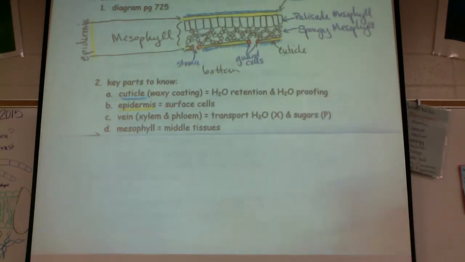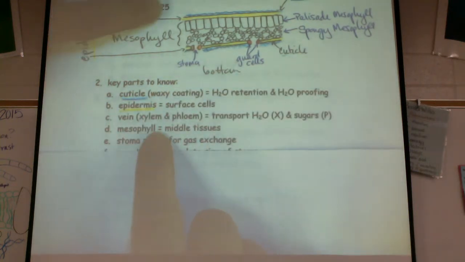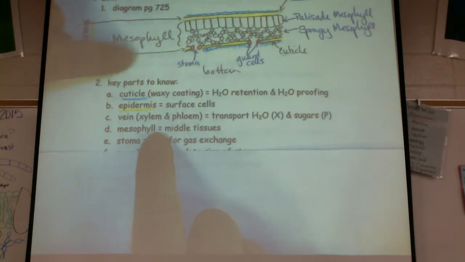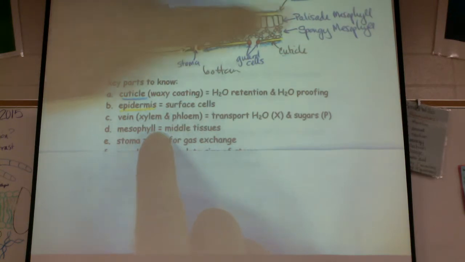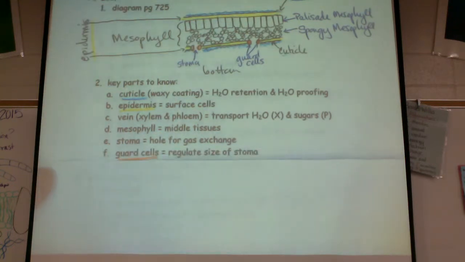Mesophyll is the middle tissues, right? That's all meso means, is middle. So mesophyll is just middle filling. And that's why you have palisade, because they're the column ones, and spongy, because it's got holes in it like a sponge. Stomata being the holes, or the stomas, guard cells that regulate the size.